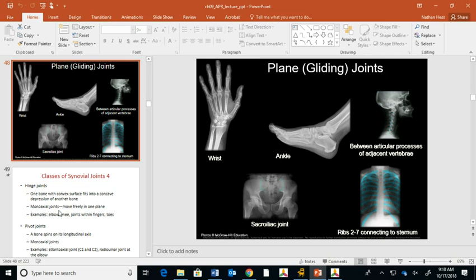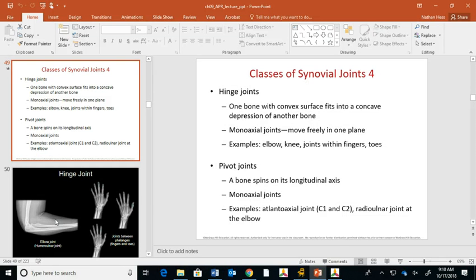So we're still at biaxial, right? Still not multi-axial. The only multi-axial is the ball and socket, right? Where it has more than two, or all three planes. These are usually two. Our last two are the hinge joints and the pivot joints.